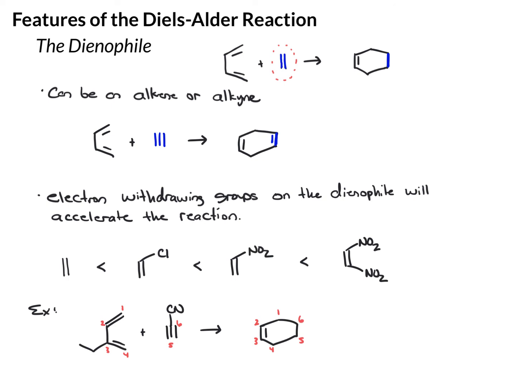So we end up with an ethyl group at carbon 3. At carbon 6 is the cyano group. And don't forget, since our dienophile was a triple bond, we end up with a double bond between 5 and 6. So there's the product to that reaction.